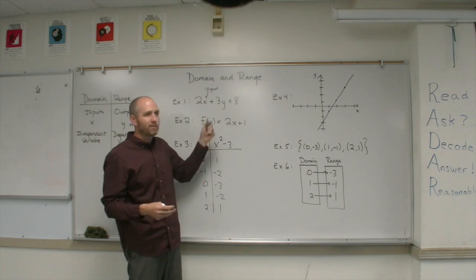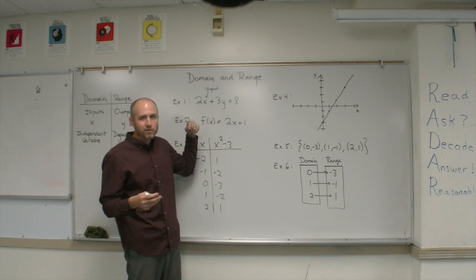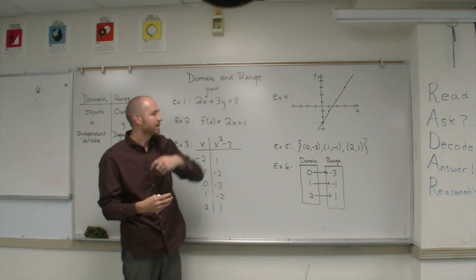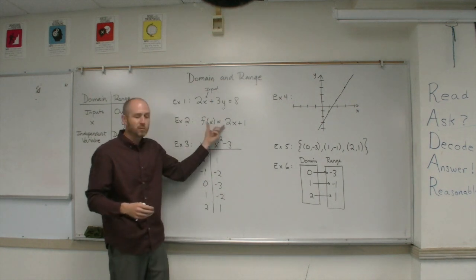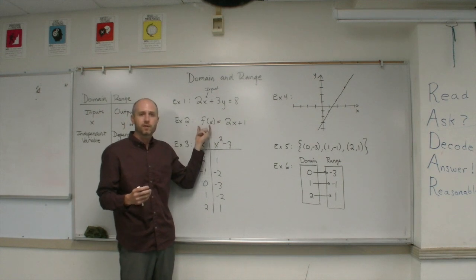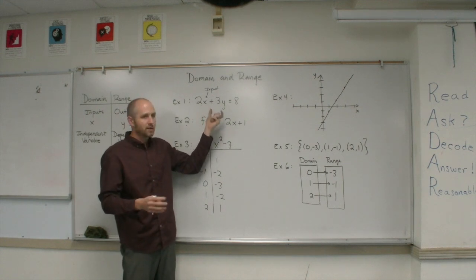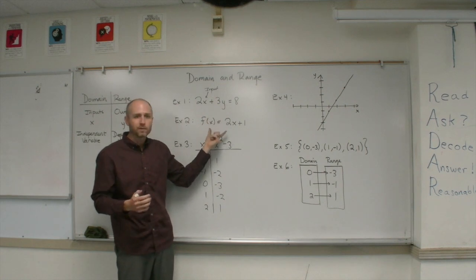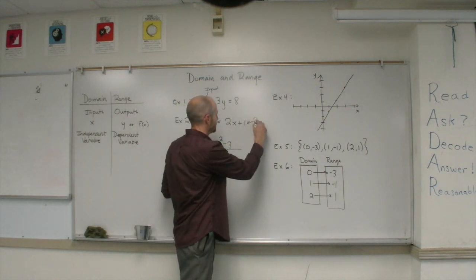Domain is what values you are putting in for x, and range is, after you do your calculations, what value is coming out for y. Okay? Here is a similar equation, but written in function notation. So this is an equation in standard form, and this is an equation in function notation form. Okay? This one's function notation.